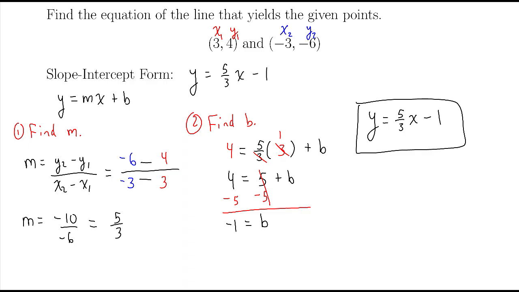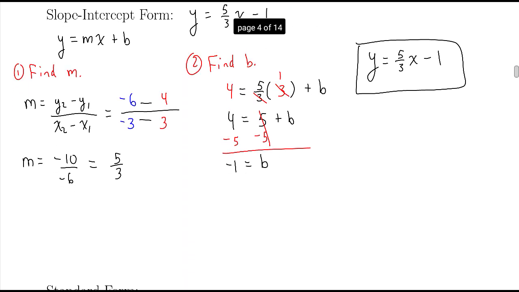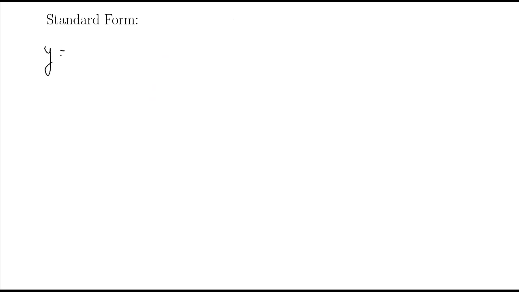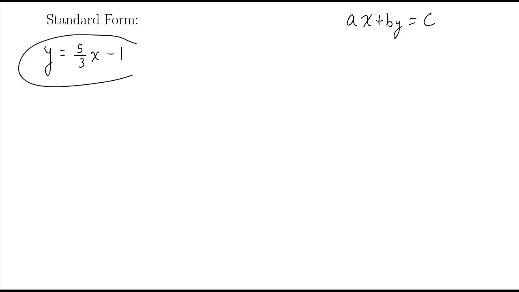Now, what if we want to write that in standard form? We'll take y equals 5/3 x minus 1 and convert it. Standard form is ax plus by equals c, where a, b, and c are integers, in other words, positive and negative whole numbers. To convert this, I'm going to eliminate the fraction first, since I can't have fractions in standard form. I have a 3 in the denominator, so I'm going to multiply each term by 3.